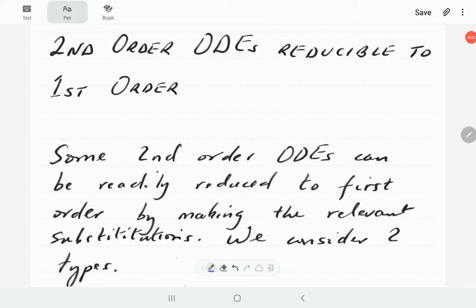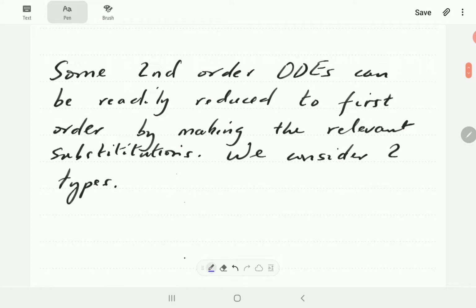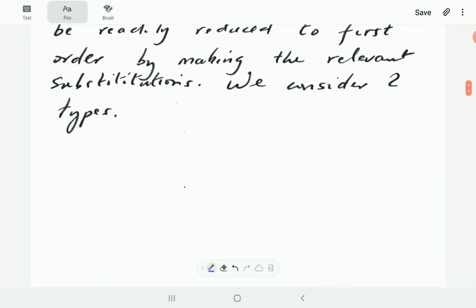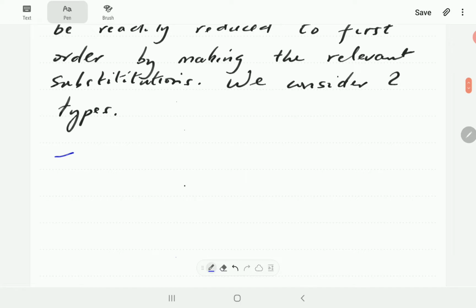Okay, in this video we're going to look at second order ordinary differential equations that can be reduced to first order. Some second order ordinary differential equations can be readily reduced to first order by making the relevant standard substitutions. We're going to look at two types of ODEs that can be reduced to first order.